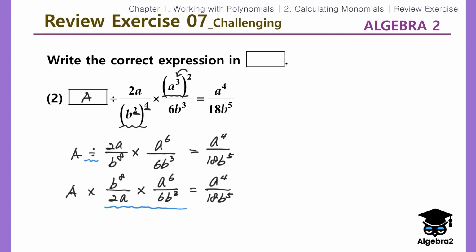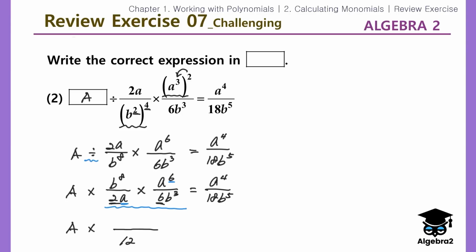Okay, so we have 2 and 6. That's just 2 times 6, 12, right? So we have a here. So the denominator, 2 times 6, that's a 12, right? If you look at variable a, we have a to the power of 1, a to the power of 6. So that's going to be a to the power of 5, right?